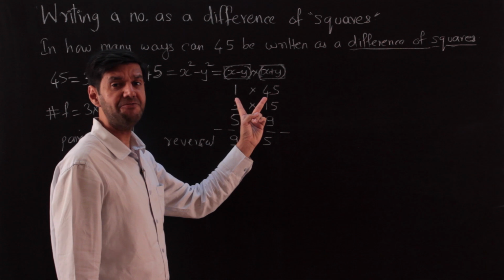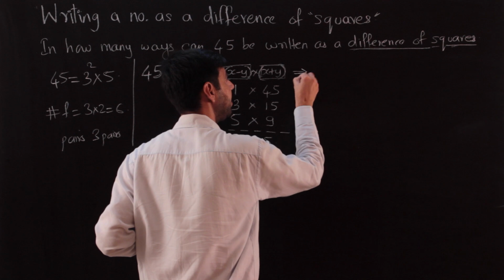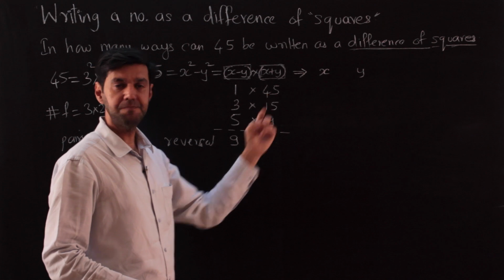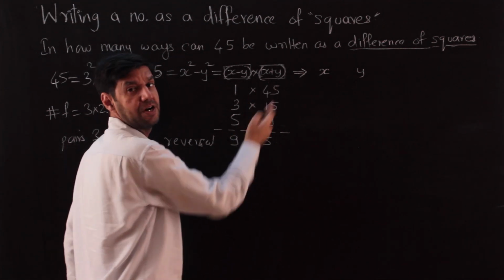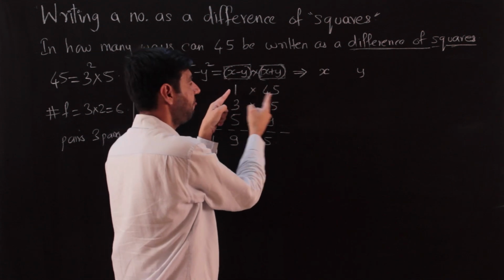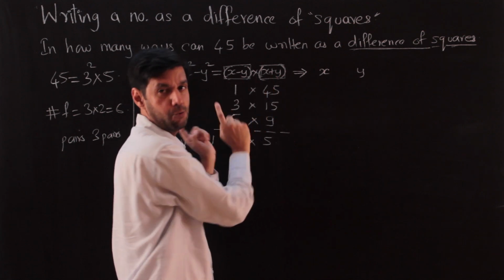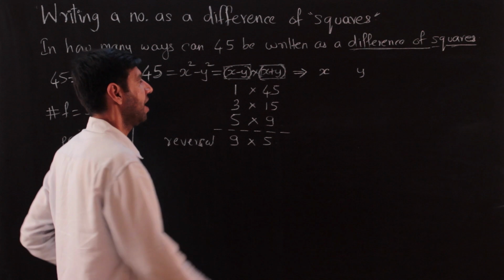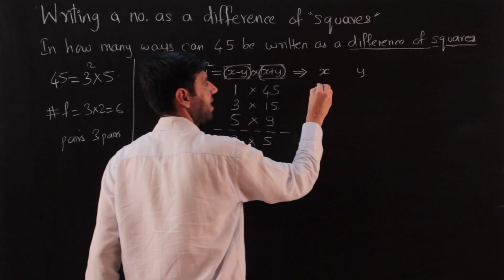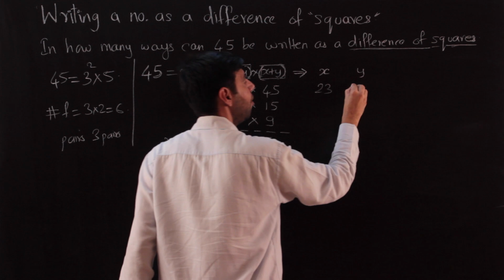Remember, these are the values of x minus y and x plus y. From here, you could deduce the values of x and y. If I know the difference and the sum, adding the two and dividing by 2 will give you the value of x. Subtracting, taking the difference, you will get 2y, so if you divide by 2, you will get y. Let me do it quickly. 45 plus 1 is 46, by 2, x is 23. 45 minus 1 is 44, by 2, y is 22.